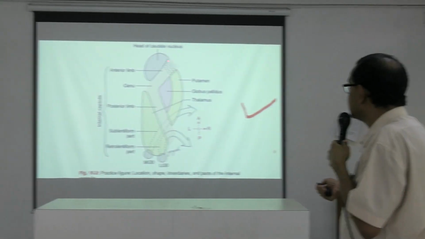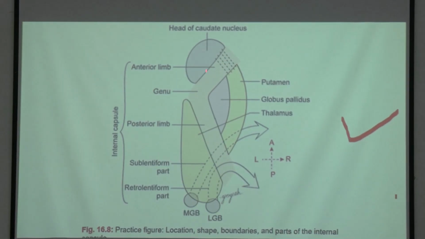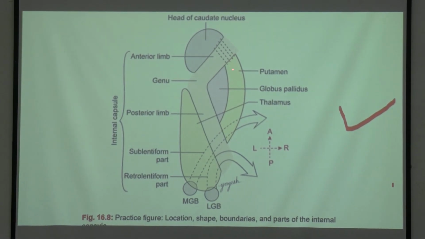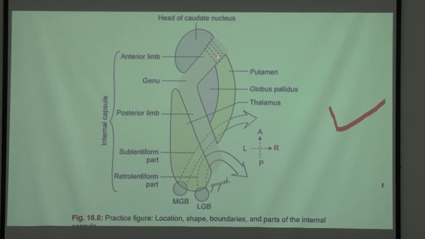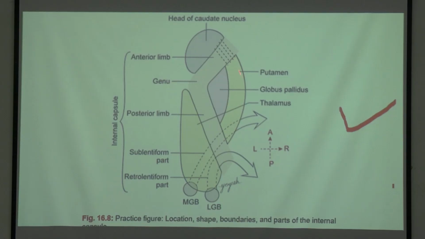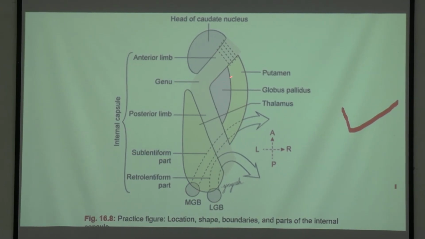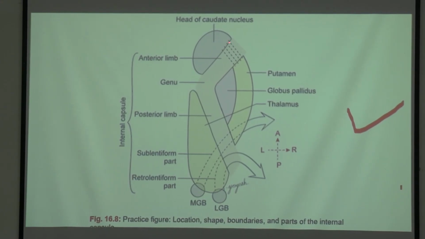Now, this is the anterior limb. Through the anterior limb, what I told you, there is a connection between the putamen and the head of the caudate nucleus. Okay, there are dotted lines. There is a connection. It is as a whole. It is one part, which is called the neostriatum. Okay, and this is the old or paleostriatum, which is the globus pallidus.